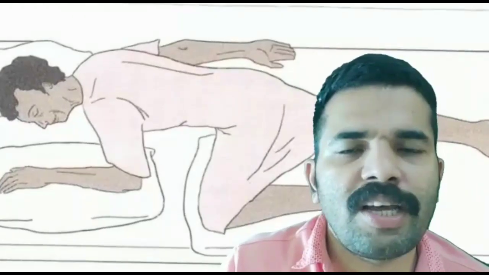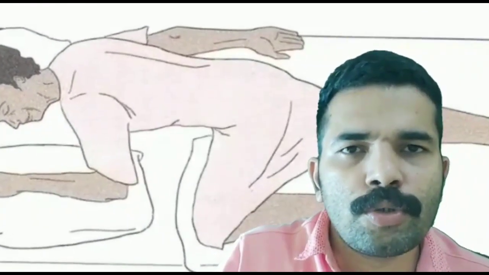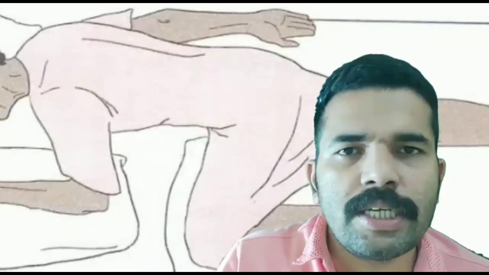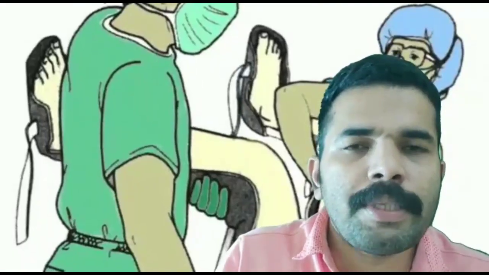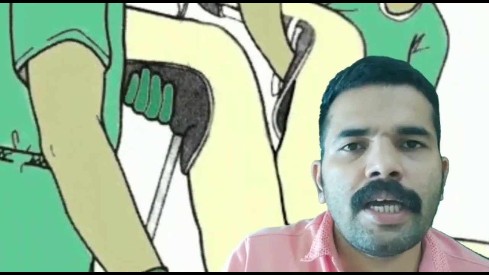Then another important position is Sims position or left lateral position. This position is usually used to give an enema to the patient. Another important position is lithotomy position. That means the patient lies down in supine position and both legs are flexed. Usually used for gynecological examinations, pervaginal examination and gynecological surgeries. Then another important position is Trendelenburg position.